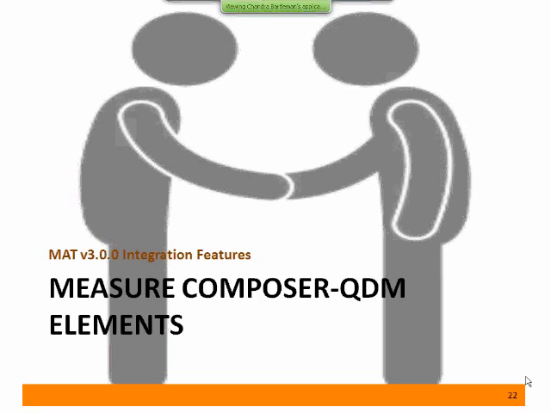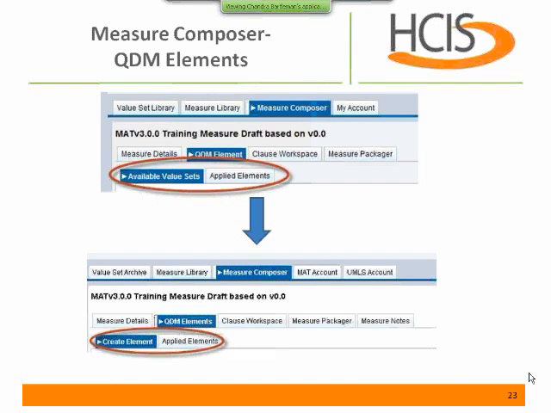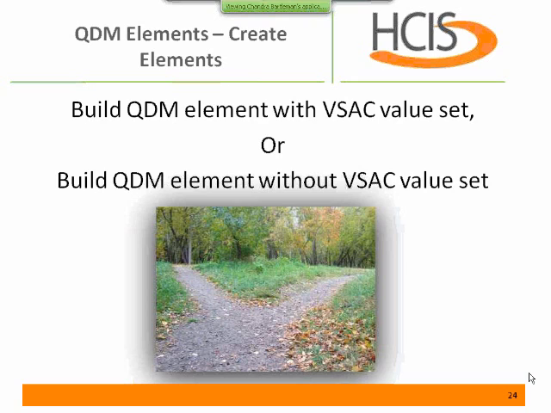Several of the new integration features are located in the QDM Elements subtab of the Measure Composer. The QDM Elements subtab, Available Value Sets, is changed to Create Element. Within the Create Element subtab of the QDM Elements, you will be provided 2 paths for QDM element creation. You may build and apply a QDM element with a VSAC value set, or build and apply a QDM element without a VSAC value set.